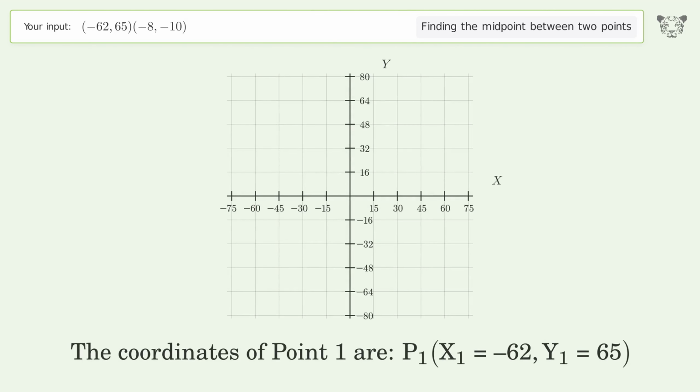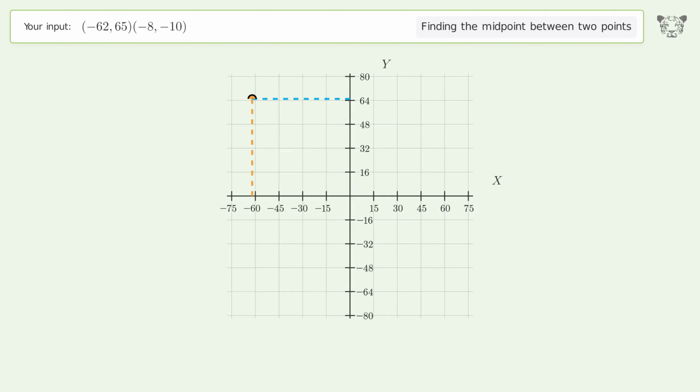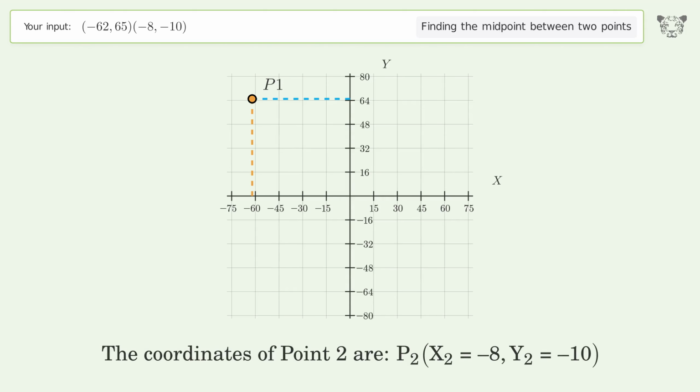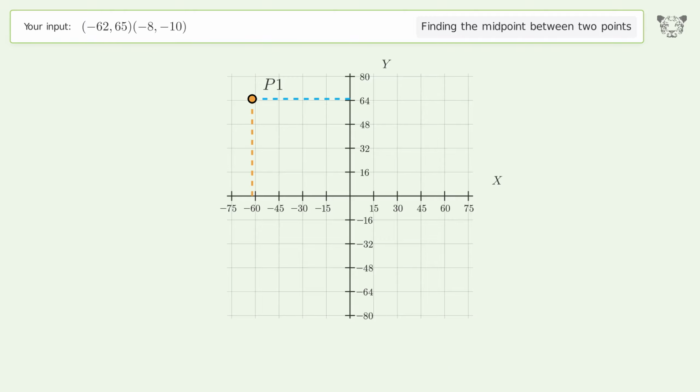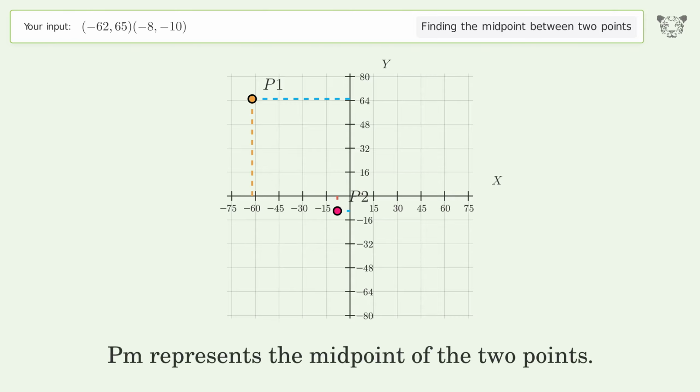The coordinates of point 1 are, x1 equals negative 62, y1 equals 65. The coordinates of point 2 are, x2 equals negative 8, y2 equals negative 10. PM represents the midpoint of the 2 points.